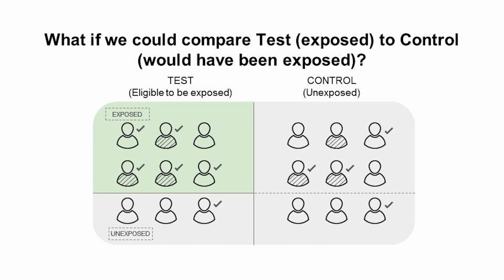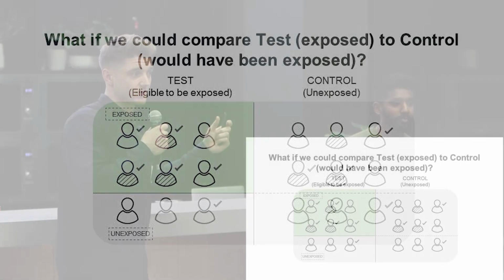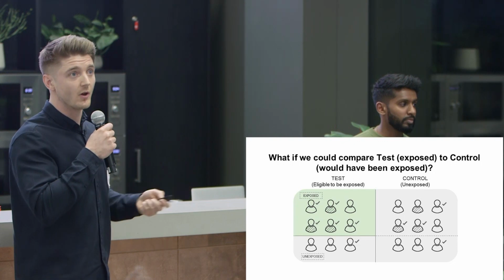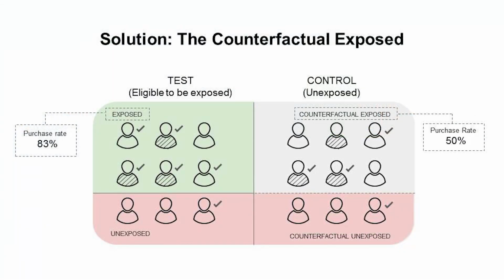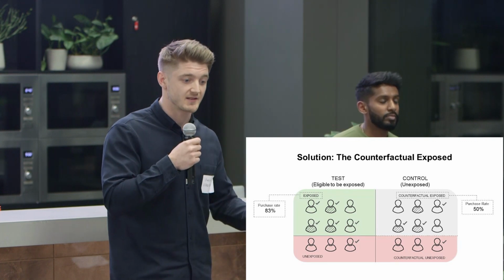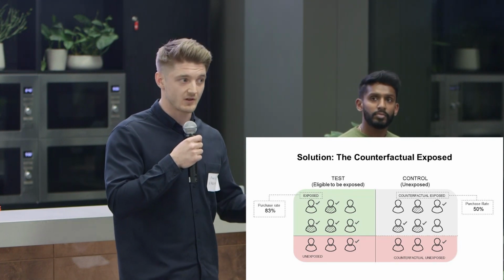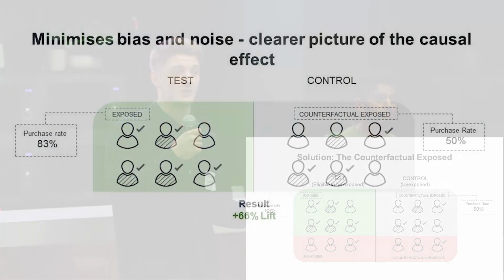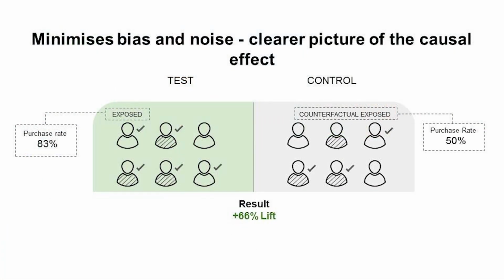So what's the solution to this then? What if we could compare the test exposed group, so people in our test group who saw ads, to people in the control group who would have seen ads if they'd been in the test group? This is called the counterfactual exposed, and it's what a lot of platforms that offer incrementality testing are trying to achieve. So this both minimizes the noise in your result whilst also reducing sampling bias, if you're using a robust method to do this. And so this will then give us a clearer picture of the true causal effect that our ads are having.